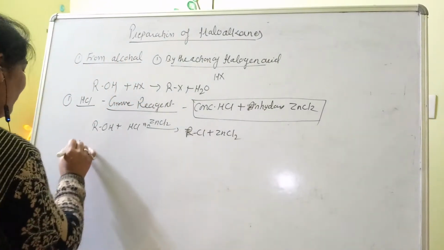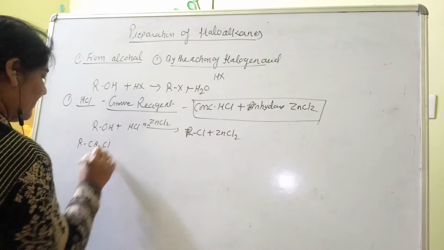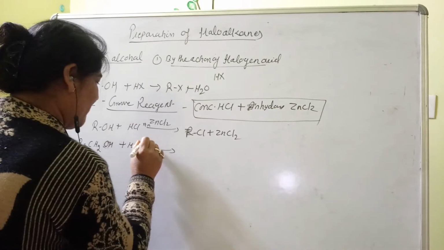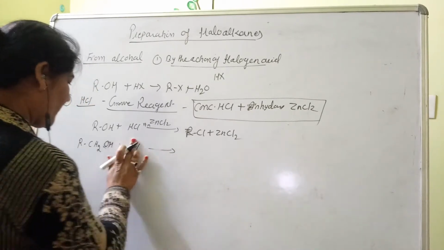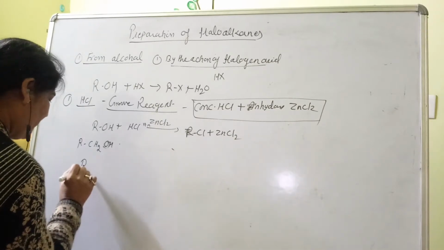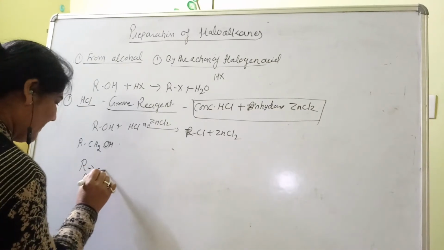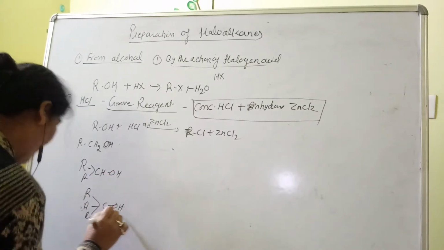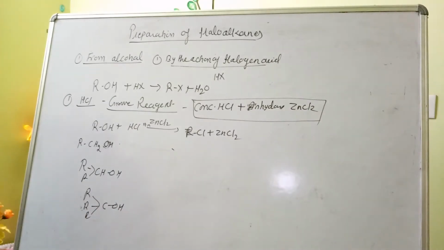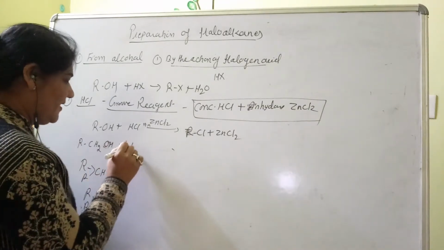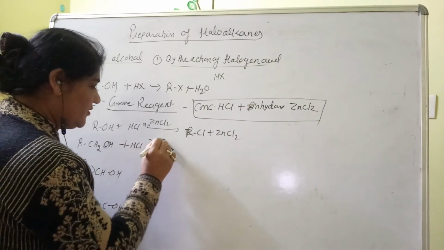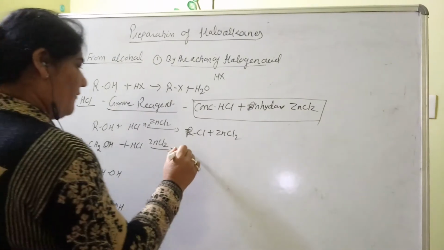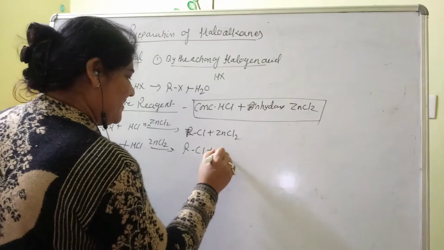Suppose I have one primary alcohol, reacted with HCl in the presence of zinc chloride. This is the primary, this is the secondary alcohol, and this is the tertiary alcohol. The primary reaction is done in the presence of zinc chloride, but not at room temperature; you have to heat it to form the same product, RCl plus zinc chloride.